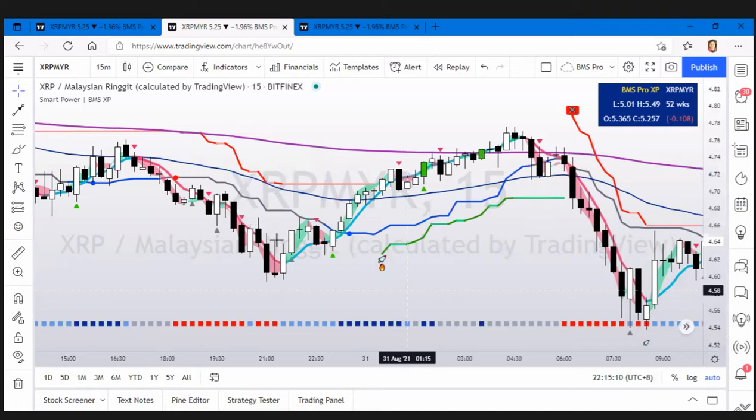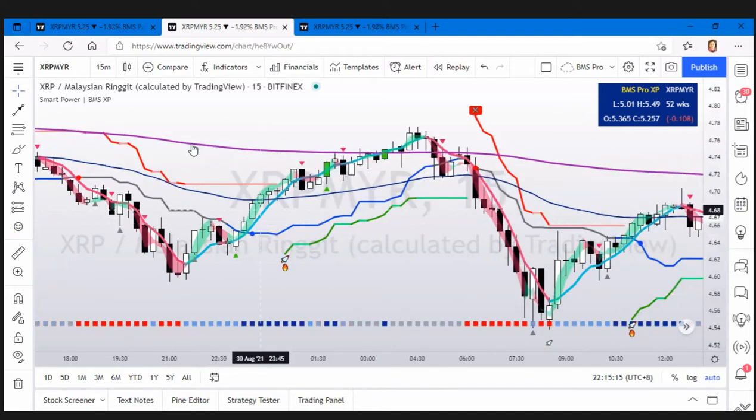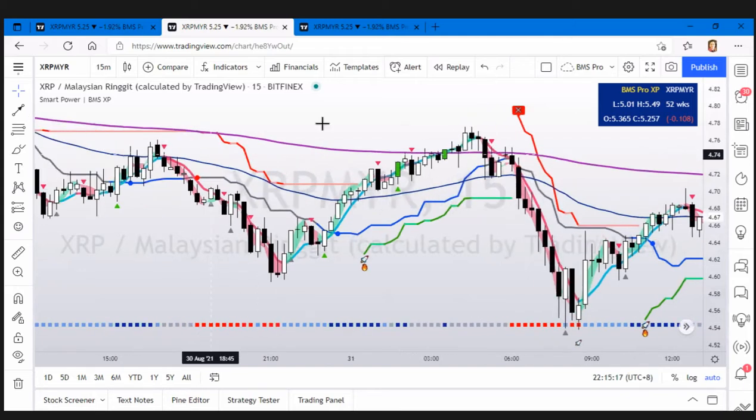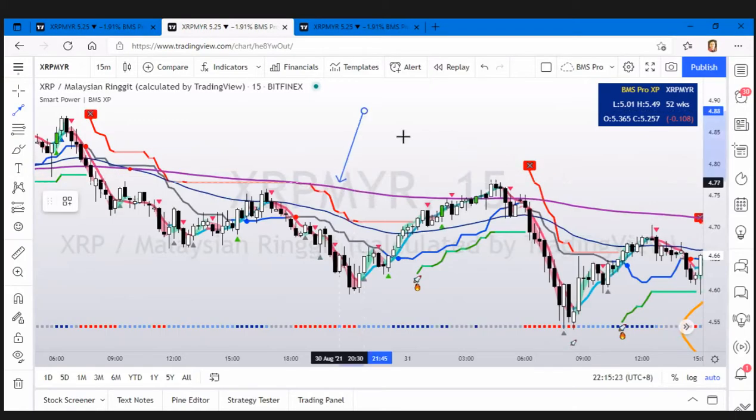Here, the price is all below the EMA 200. The purple line, yes, this is the purple line. The purple line is the EMA 200 line. So when the candles are below this EMA 200, it is a downtrend.